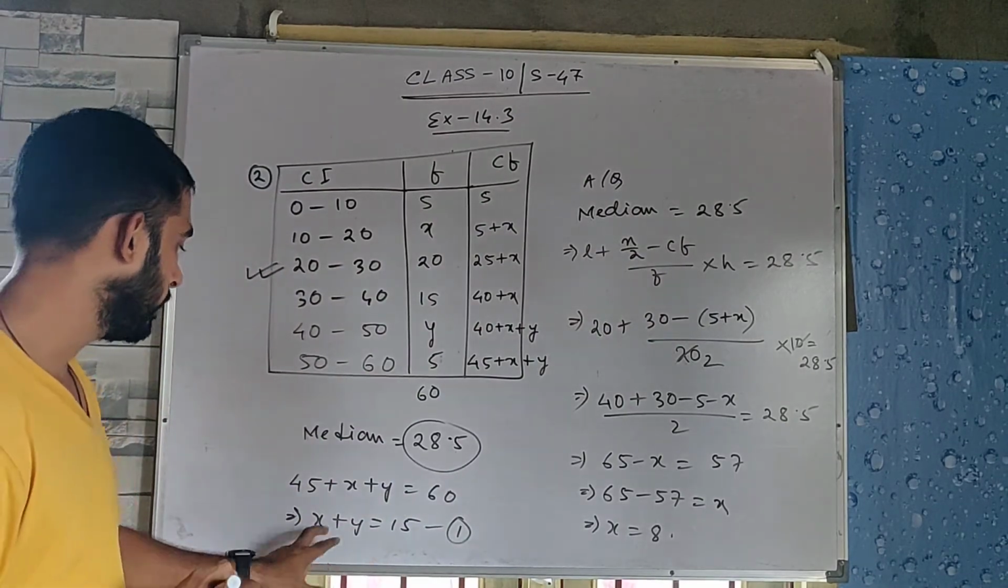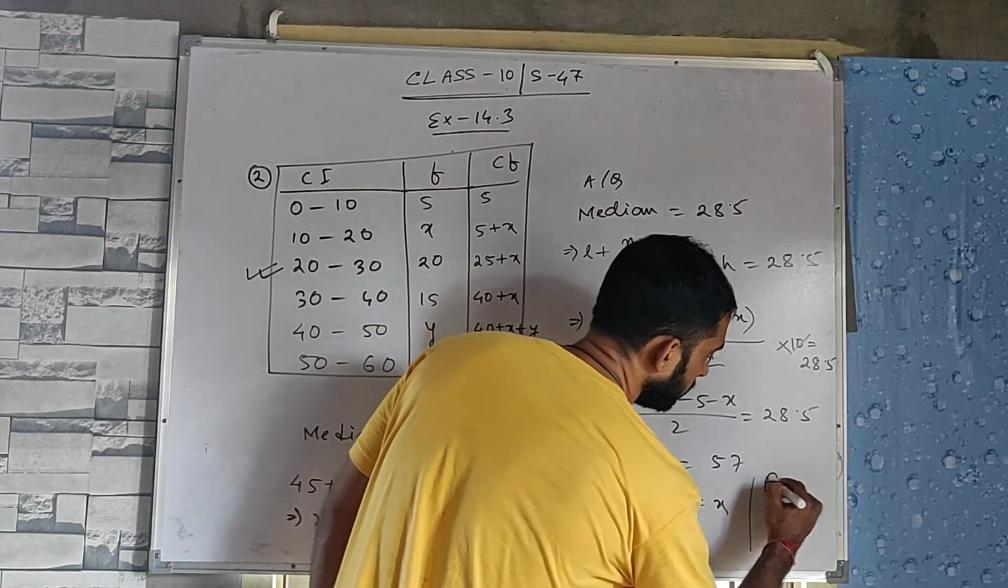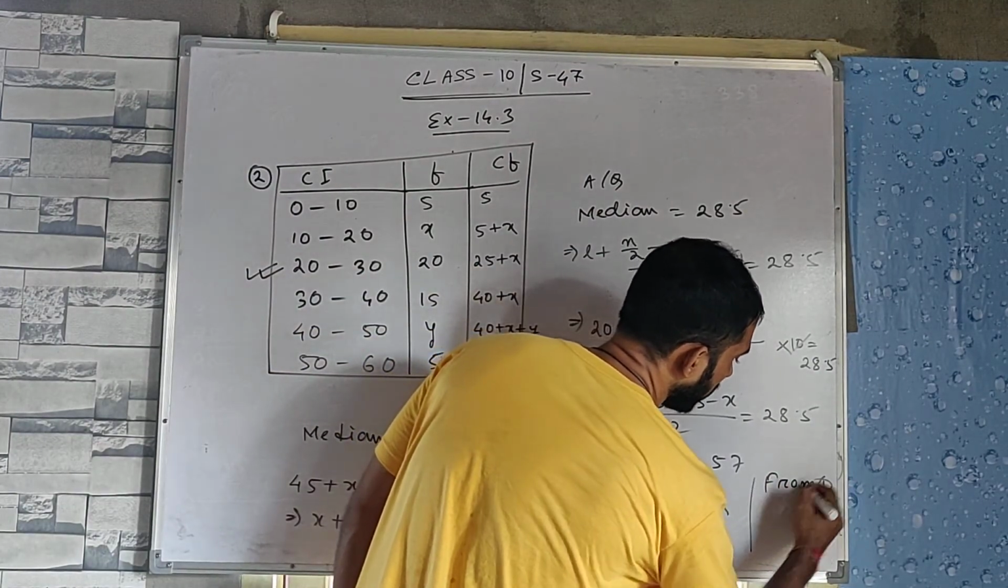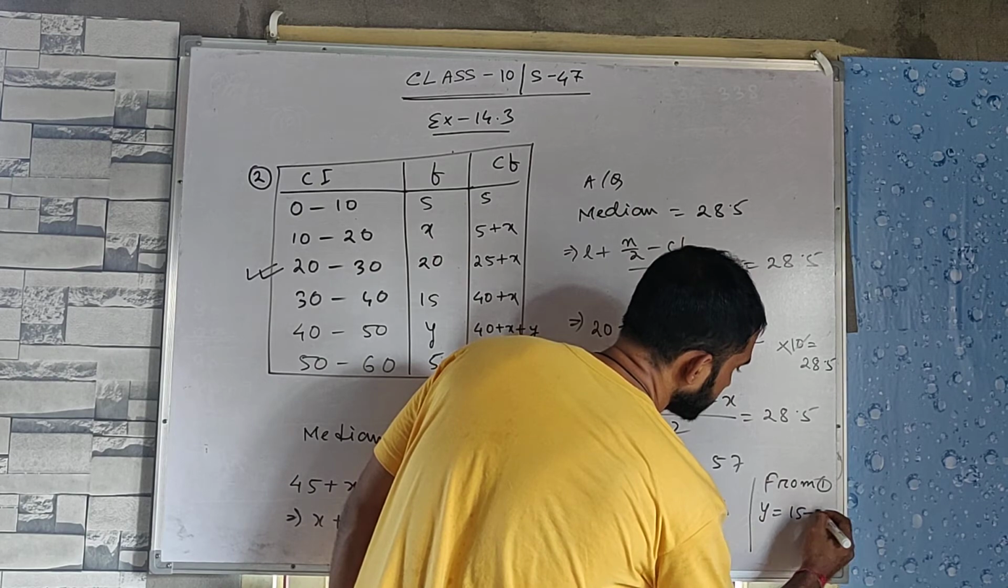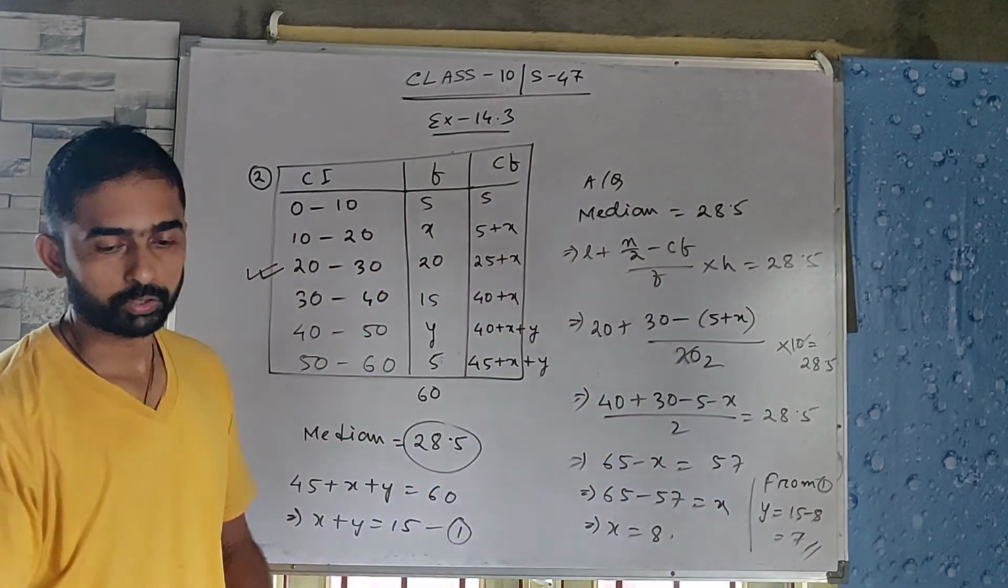Now if we replace the value of x here, we will get the value of y. From equation 1, y equals 15 minus 8, which equals 7. So this is the solution.